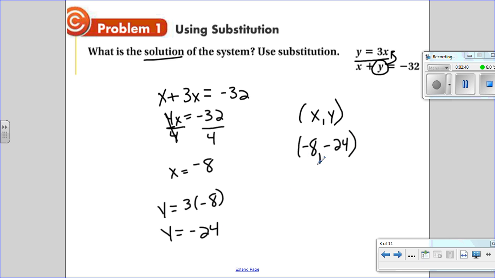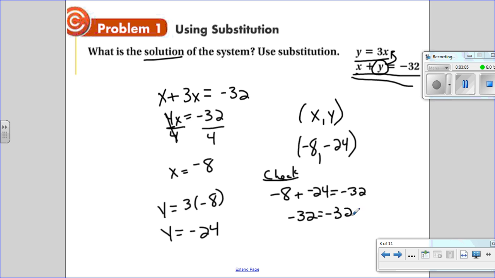Now, to check this, to make sure that this works, you plug these 2 numbers in either equation. So if we plug it in this one right here, replace x with negative 8. This is our checking. And I replace the y with negative 24. Negative 8 plus negative 24 is negative 32. And what do you know? It's the same, so that means we did it right.